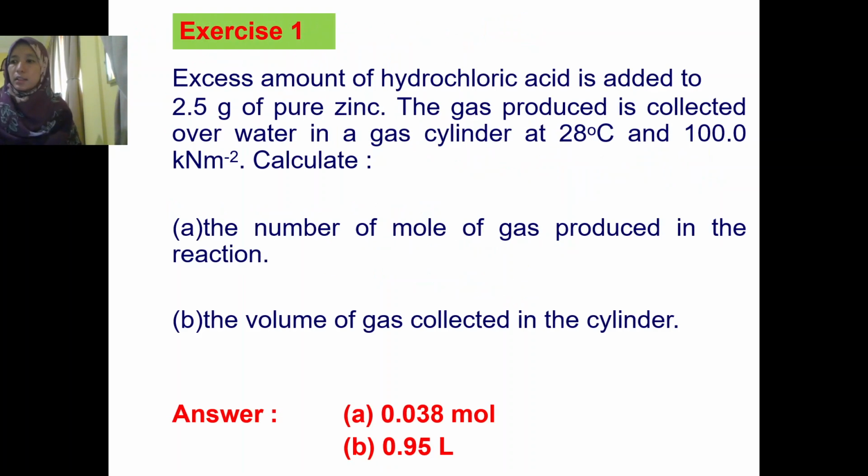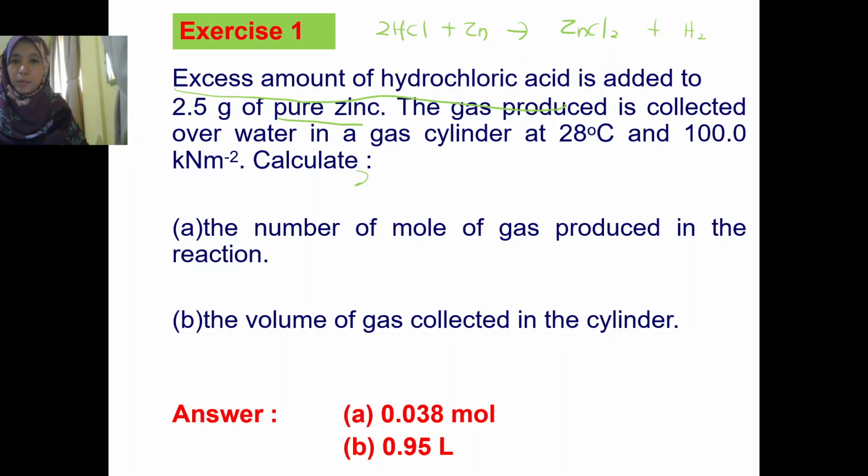Okay, this one is an exercise for the water displacement method, which applies the ideal gas equation and also Dalton's law. So we have here an excess amount of HCl added to zinc. So meaning this is a reaction between HCl and zinc. So it produces gas. So what is the gas produced? So this produces zinc chloride, ZnCl2, plus H2. So balanced equation, we have 2 here.